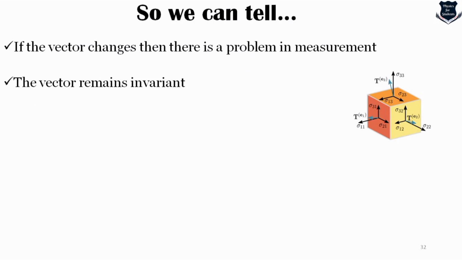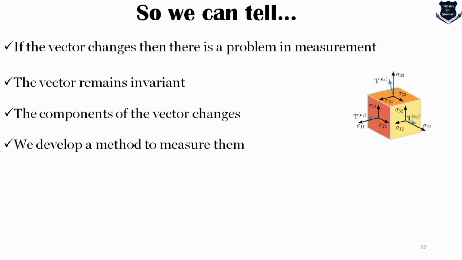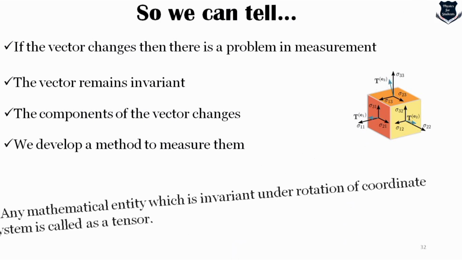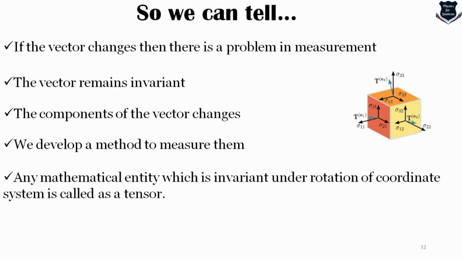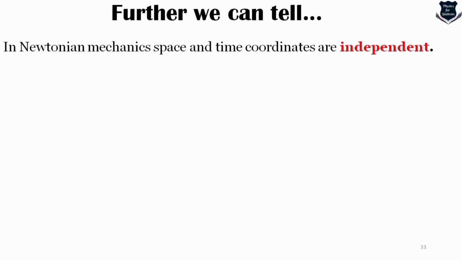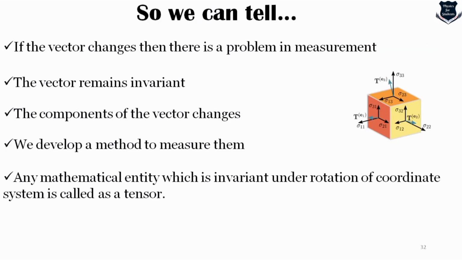The vector remains invariant, the components of the vector change, and we develop a method to measure the changes. Any mathematical entity which is invariant under rotation of the coordinate system is called a tensor. So I hope things are pretty clear.